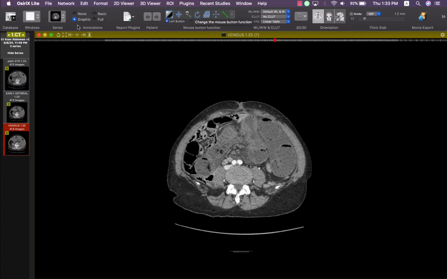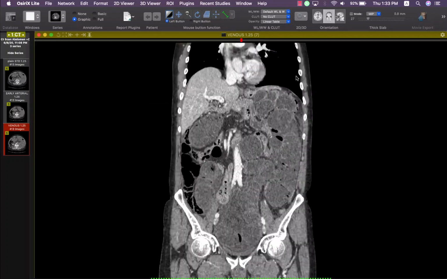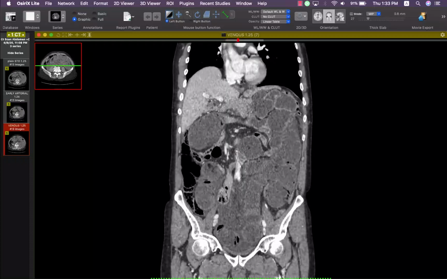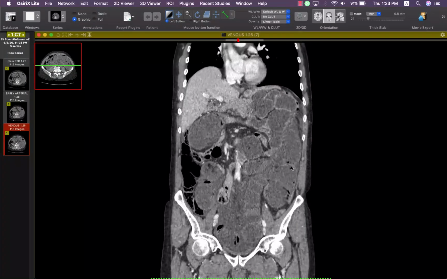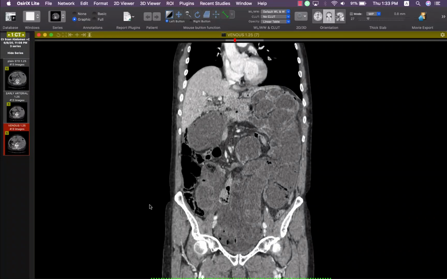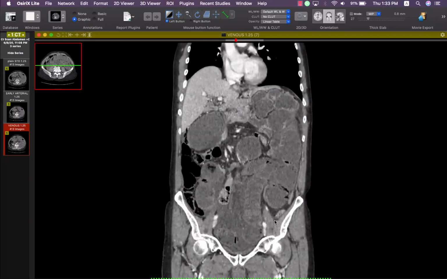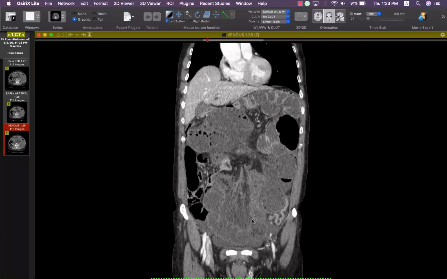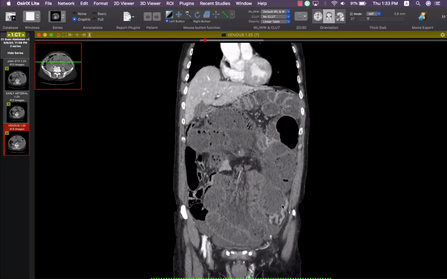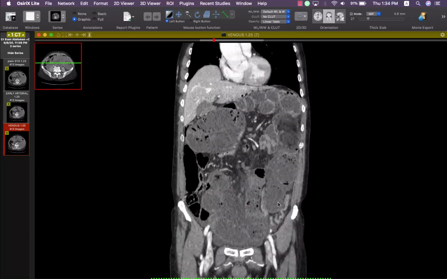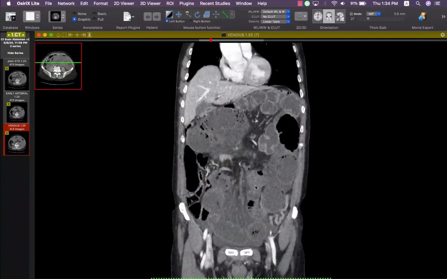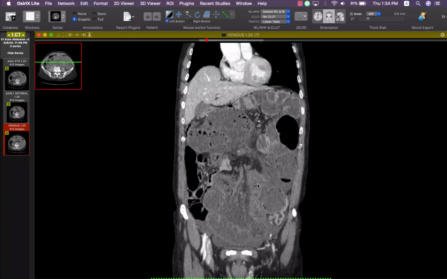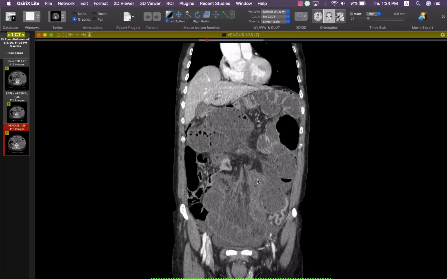In these coronal images, we can clearly see signs of closed loop obstruction. We can see here in the pelvis there is an inverted U-shape appearance of the dilated bowel loops, and there is a convergence of the mesenteric vessels. The mesenteric vessels here converge toward a certain point. So these features are typical for closed loop obstruction.